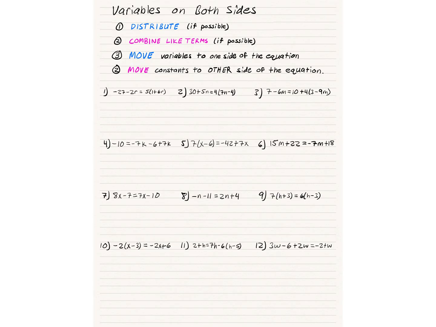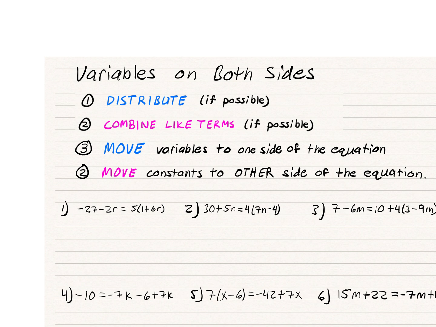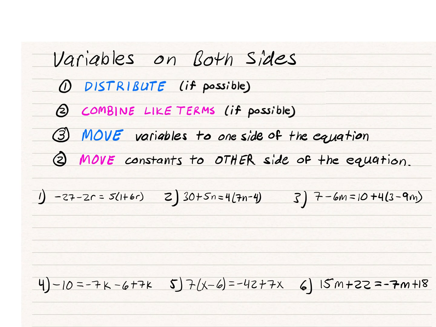All right, so the last section in this review was solving equations with variables on both sides. All right, and the first 2 steps are the same as before. We want to distribute if possible, and we want to combine like terms if possible, right? Again, you're not always going to be able to do it. And then you want to move the variables to one side of the equation, and you want to move the constants to the other side of the equation, all right? And then from here, you can get your answer.